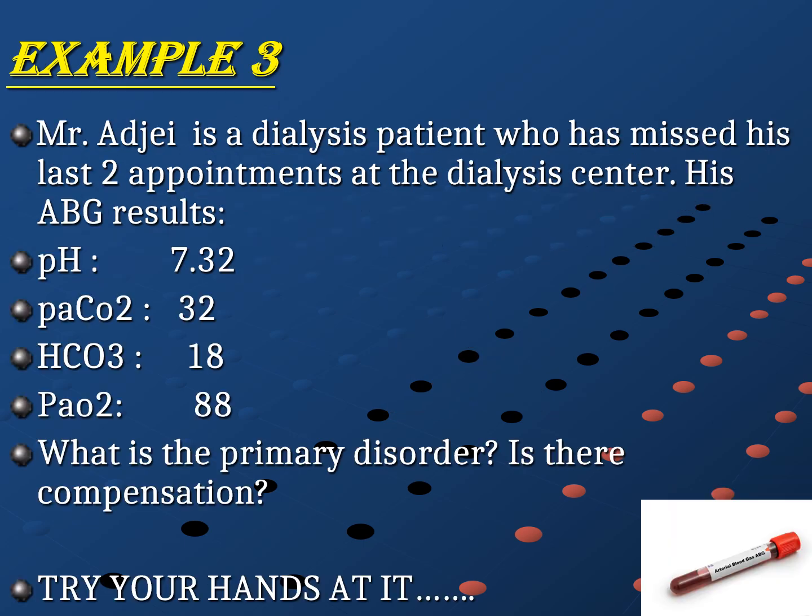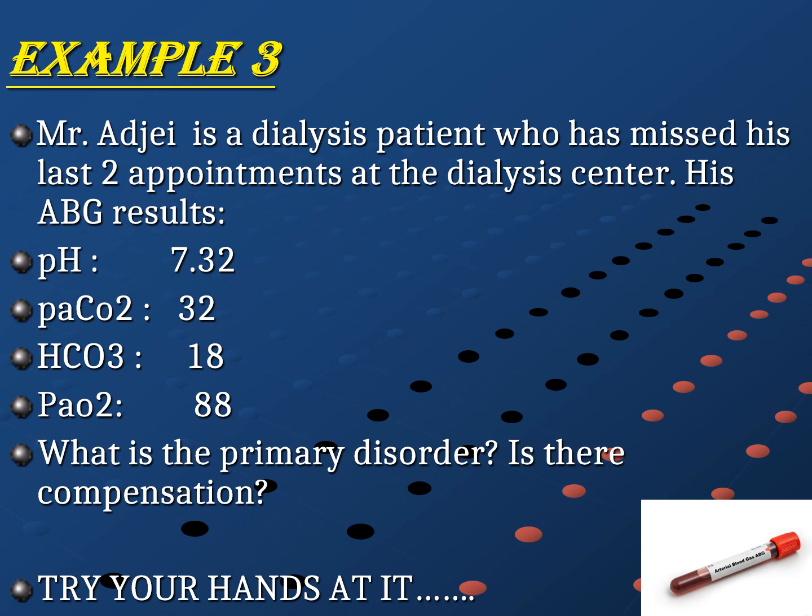Example 3. Mr. Abg is a dialysis patient who has missed his last 2 appointments at the dialysis center. His ABG results: pH 7.32, PaCO2 32, HCO3 18, PaO2 88. What is the primary disorder? Is there compensation? Try your hand at it.